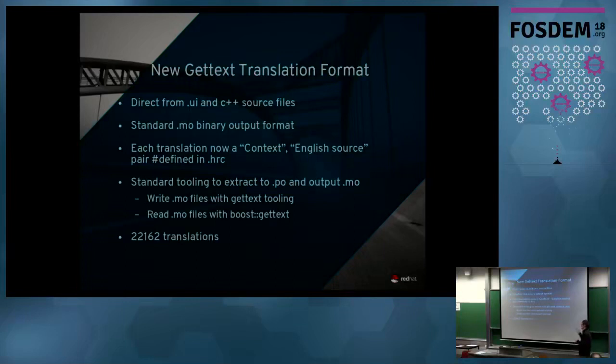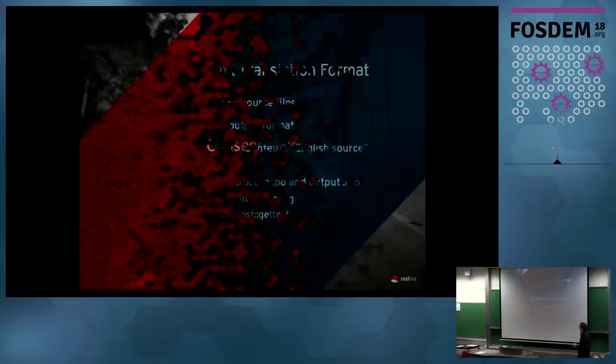So that's 22,000 odd translations. So 1,000 UI files and 22,000 translations taken from the old binary file formats, converted into the .ui XML file format, and to a binary but standardized gettext MO file format.